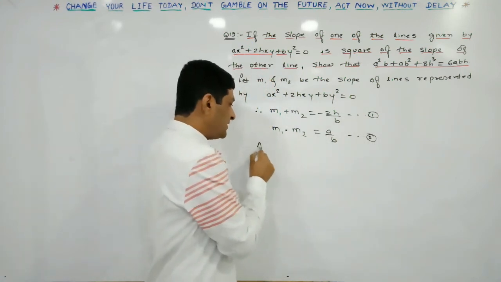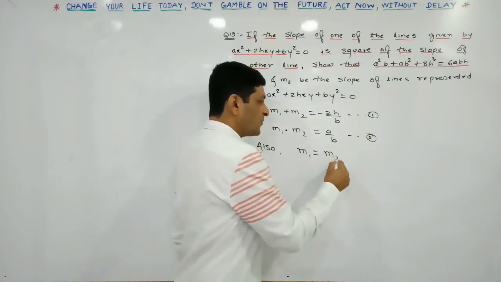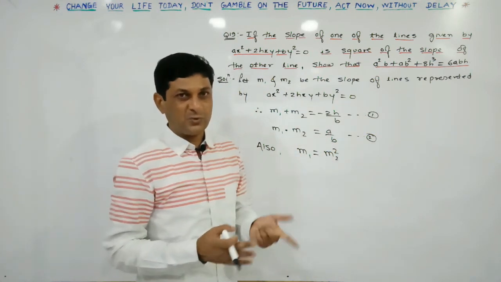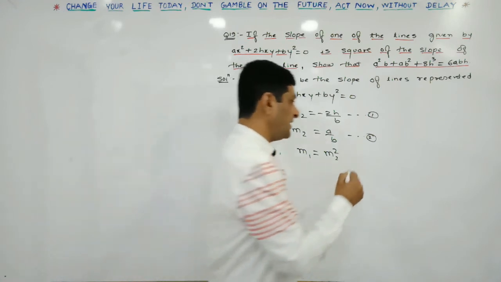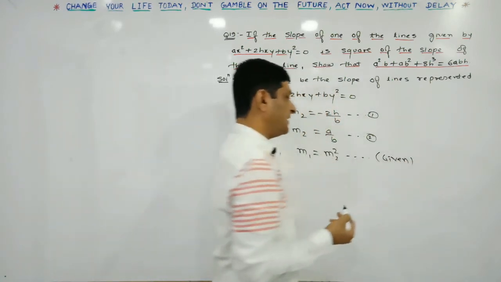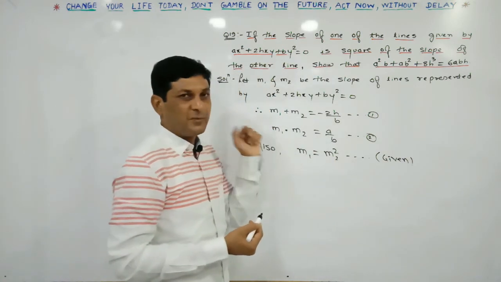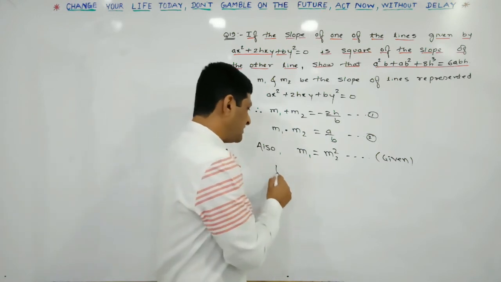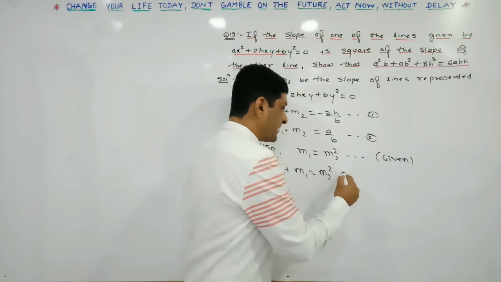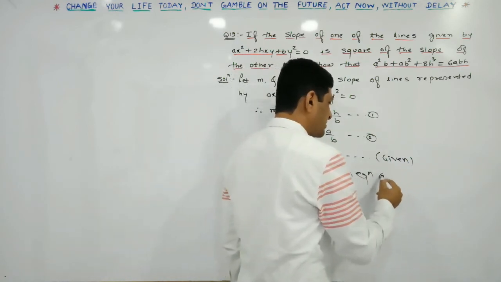Also, what is the given condition? It is given to us that the slope of one line is the square of the slope of the other line, which means m1 is equal to m2 square. This is the given condition in the example. Now I am substituting the value m1 equal to m2 square in equation number second. Let us see what we will get here.